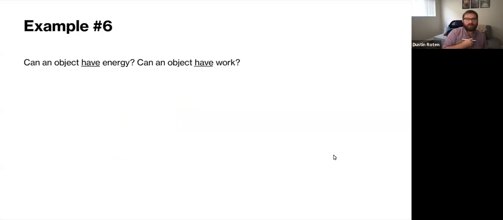All right, so let's look at this example. It's not even a math problem, really. It's just a conceptual problem. So can an object have energy? And can an object have work?